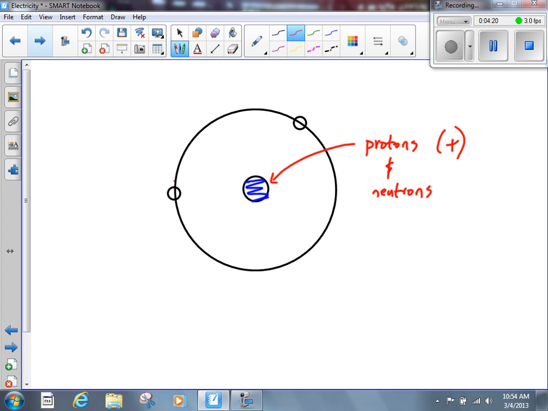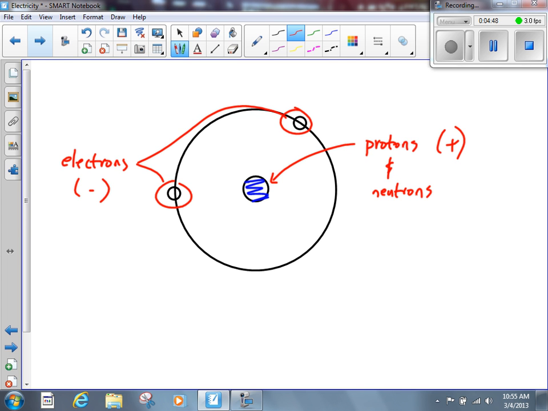What are these things that are orbiting around the nucleus here? These are the electrons, right? And the electrons have a charge that is what? Electrons are negative, right? So again, if you've got 2 protons and 2 electrons, it's neutral. If you have 2 protons and 3 electrons, then it's negatively charged. 2 protons and 1 electron, then it's going to be positively charged.